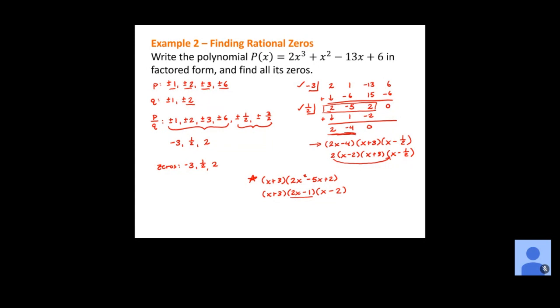Any other questions here now? And that's it, right? Because we were asked to find the zeros. So there's all the zeros. And we were asked to find the factored form. This would be the most simplified factored form of that one.